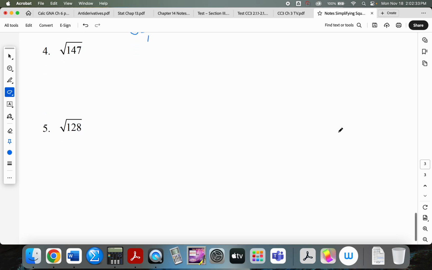All right, a couple more examples. Square root of 147. Is it evenly divisible by 2? No. Is it evenly divisible by 3?